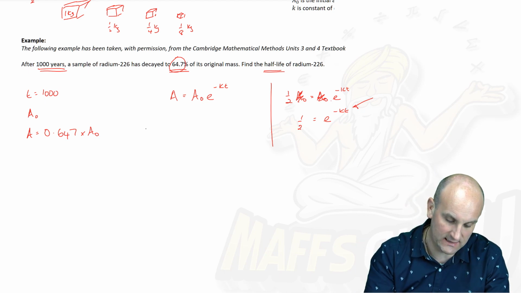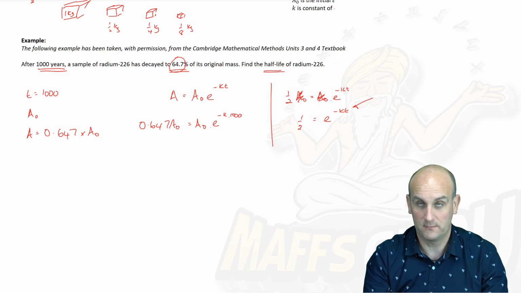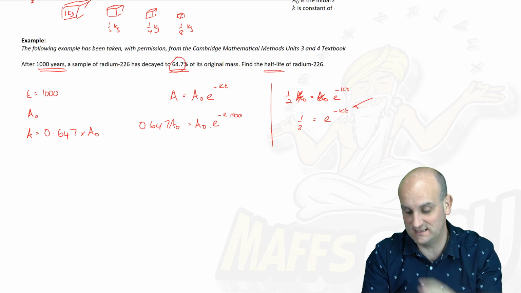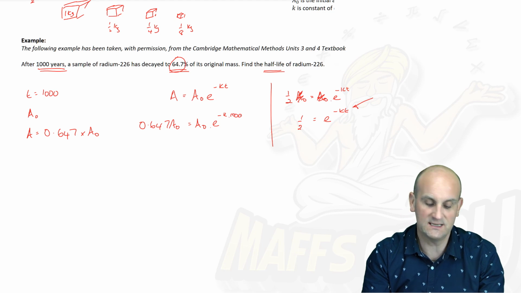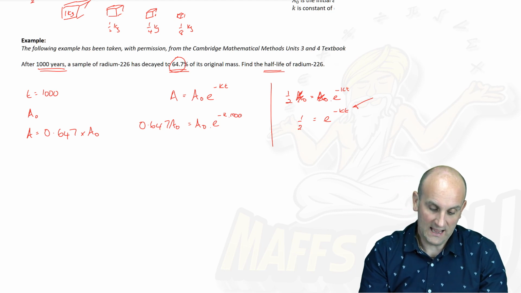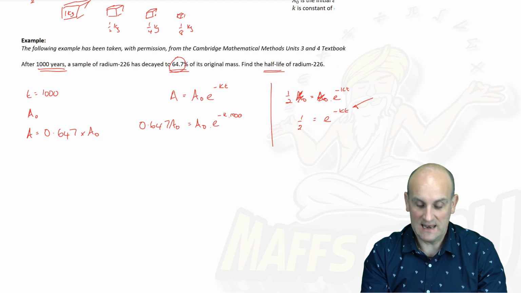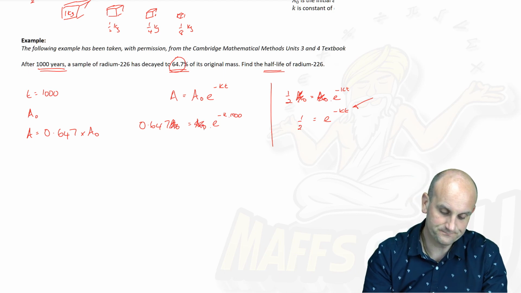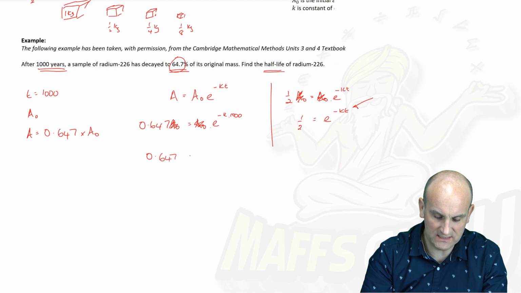So what do I get here? I can replace A with 0.647 A0, which is equal to A0 times e to the minus k, and in this situation we know that t is 1,000 years. That's not the half-life. That's just that it has taken 1,000 years to have 64.7% left. The A0s cancel, so I get 0.647 is equal to e to the minus 1,000k.